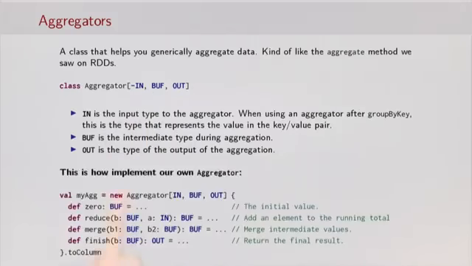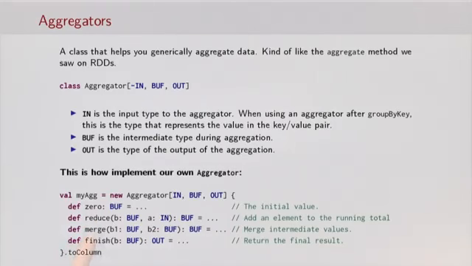And this is what an aggregator looks like. So all we've got to do is create a new aggregator here. We've got to define what these types are, and then we have to implement these peculiar methods here. So this should be pretty clear what it does. This is the initial value of the aggregation. So this is like the zero that we pass to fold left, for example. So this is the initial value.